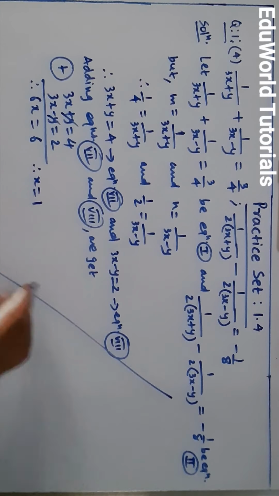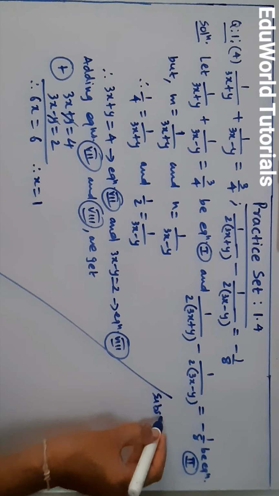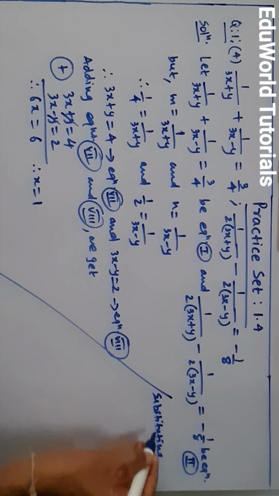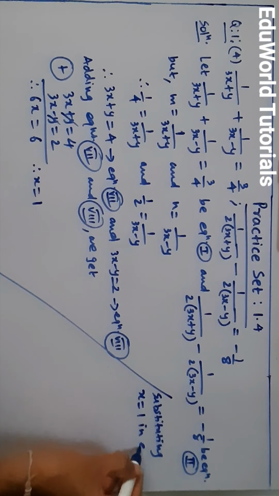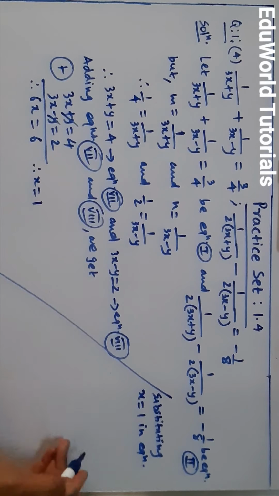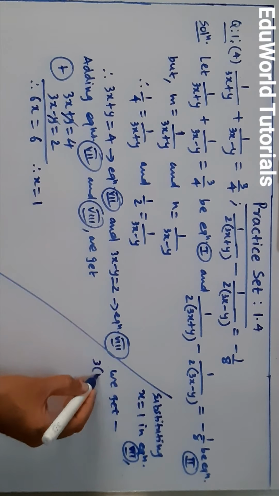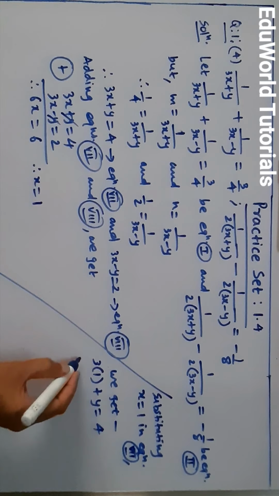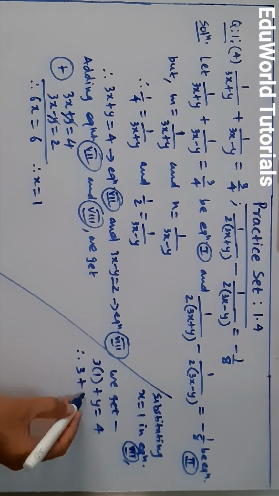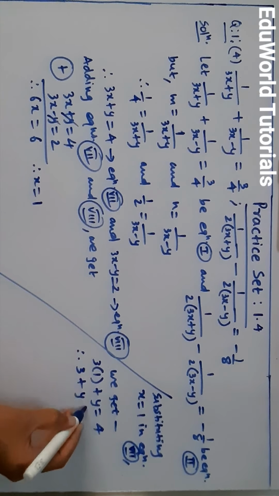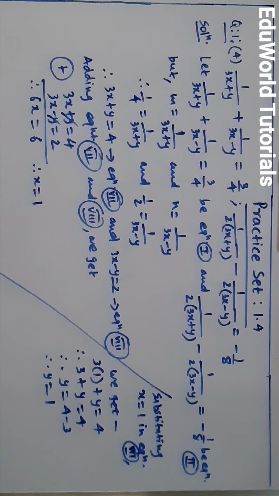And then I will substitute. Substituting x equal to 1 in equation. Now I can use any, 7th or 8th. In equation 7th, we get 3 into 1 plus y equal to 4. 3 ones are 3 plus y equal to 4. So y is equal to 4 minus 3. Y is equal to 1. So x is 1 and y is 1 is the solution of the equation.